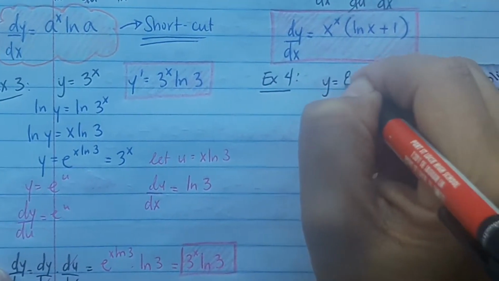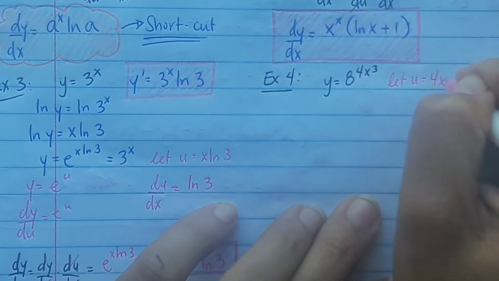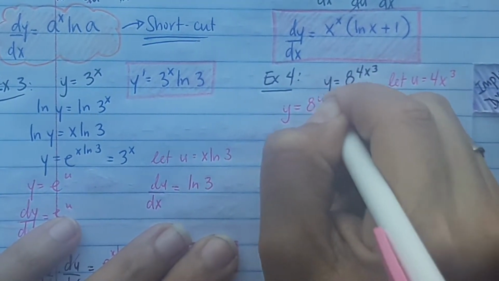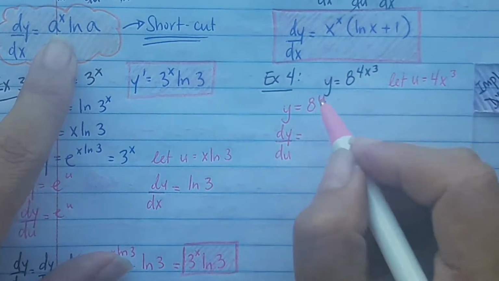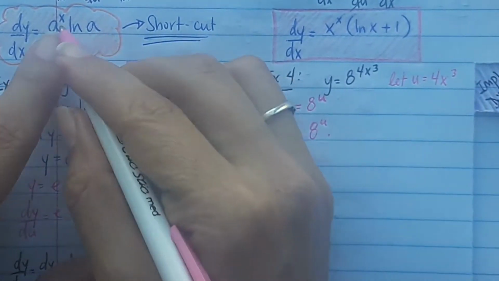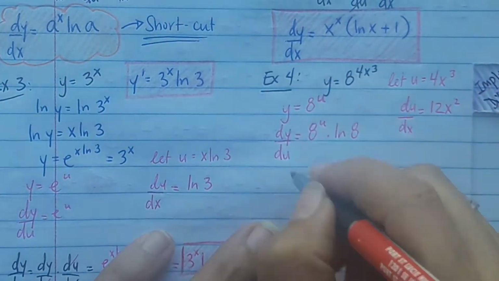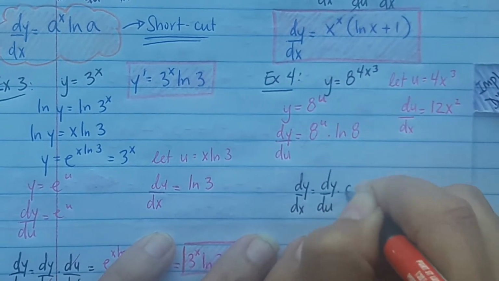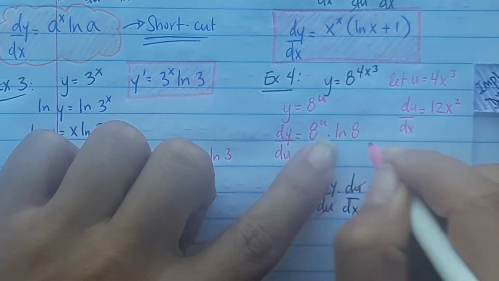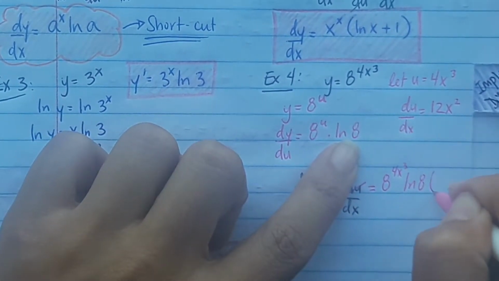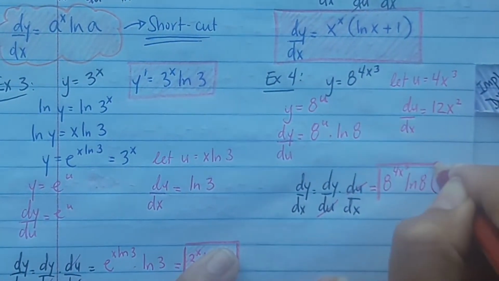Alright, let's take a look at one more example. This time I'll just do the shortcut, just because I'm going to make it a little bit more complicated. u is equal to 4x cubed. So what does that leave? 8 to the u. So the derivative of that, remember, is the same thing. So 8 to the u times log of 8. So du dx is equal to 12x squared. So dy dx is equal to dy du times du dx. So we put the u back, times du dx, which is 12x squared. And that doesn't simplify to anything, so that's just my answer.